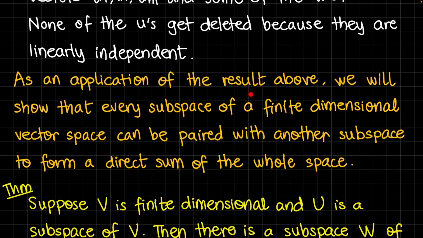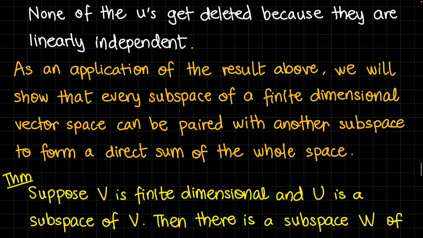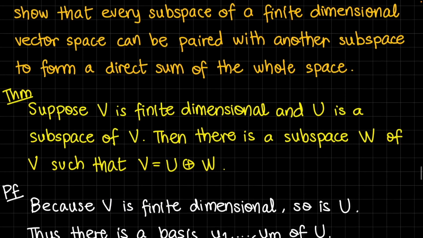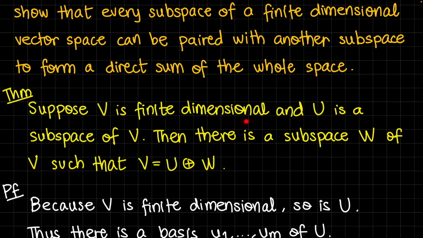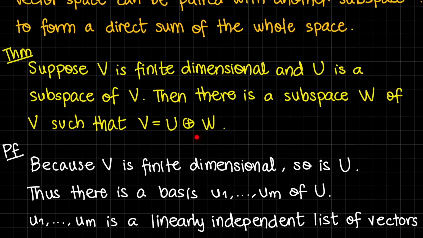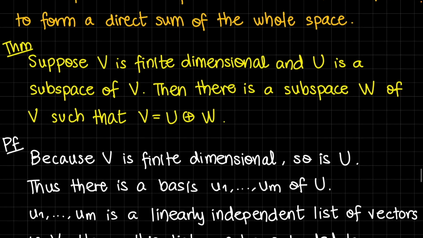Now, as an application of the result above, we will show that every subspace of a finite dimensional vector space can be paired with another subspace to form a direct sum of the whole space. And this result is actually quite important to us, so we'll call it a theorem. Suppose V is finite dimensional and U is a subspace of V. Then there is a subspace W of V such that V equals U direct sum W. You can understand this as a subspace decomposition theorem.